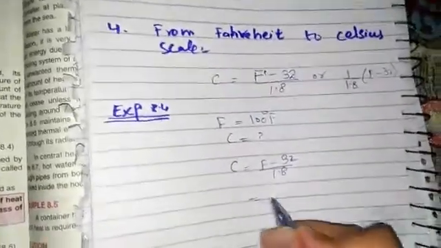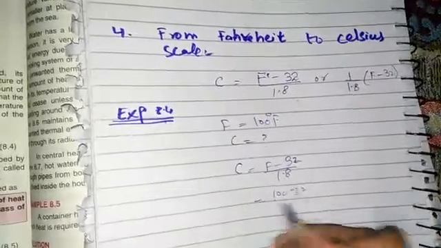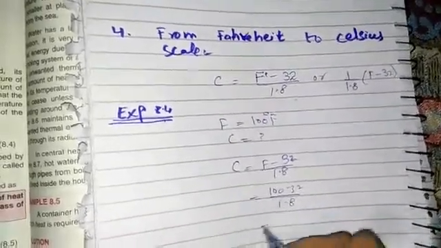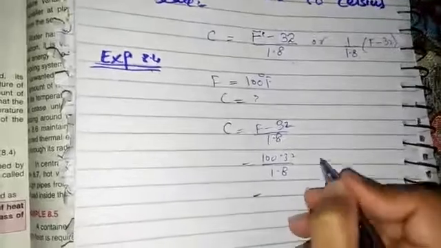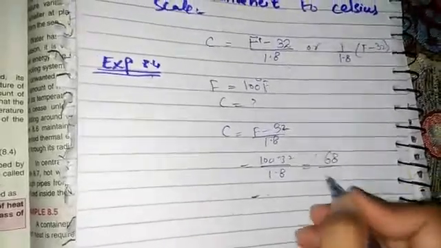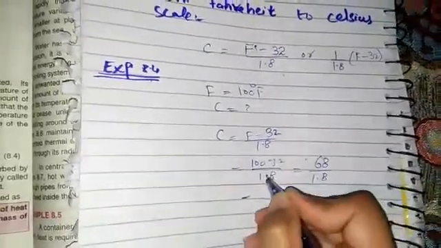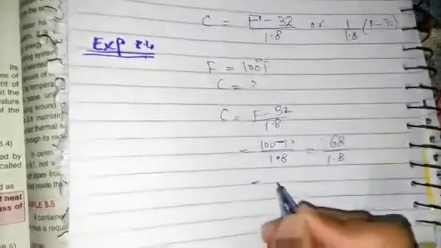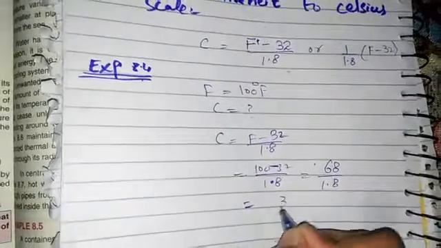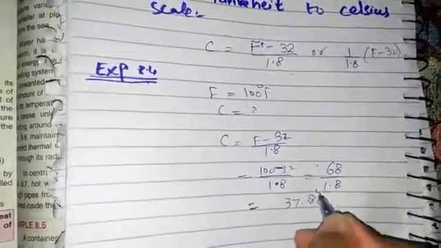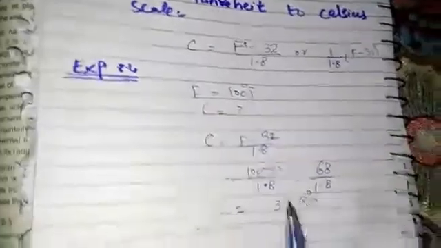By putting values, 100 minus 32 divided by 1.8, our answer becomes 68 over 1.8. After division, our answer becomes 37.8 degrees Celsius. This is your answer. Your diary work is completed.